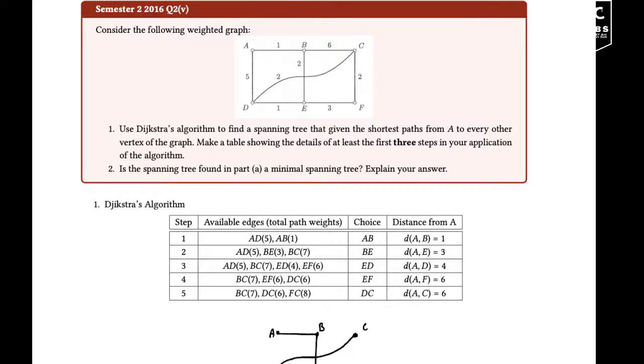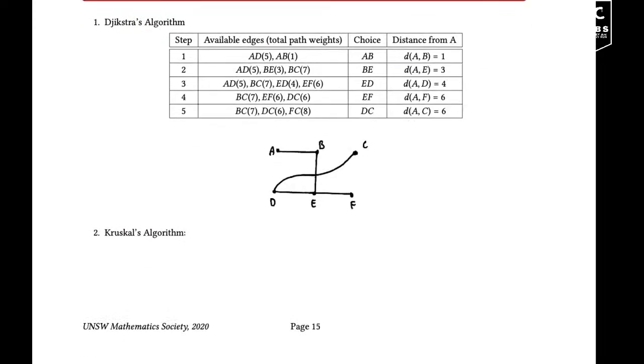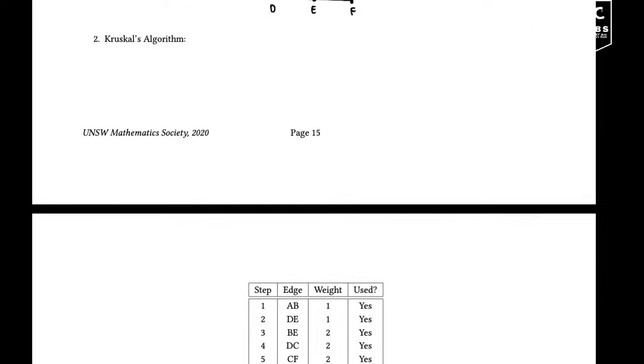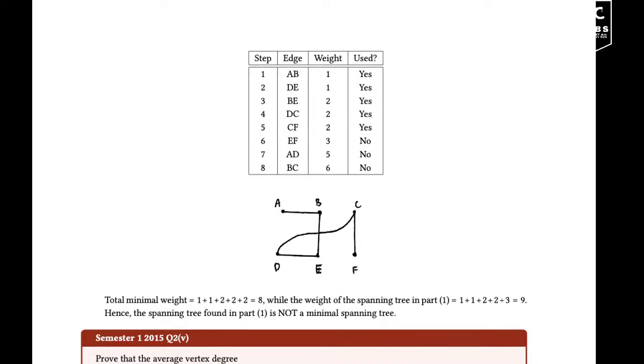Dijkstra's algorithm only gives you the shortest paths from one vertex to all the other vertices. So to answer question 2, the best way is to just do Kruskal's algorithm again, and it's a good thing that this algorithm is pretty easy and pretty fast to complete.